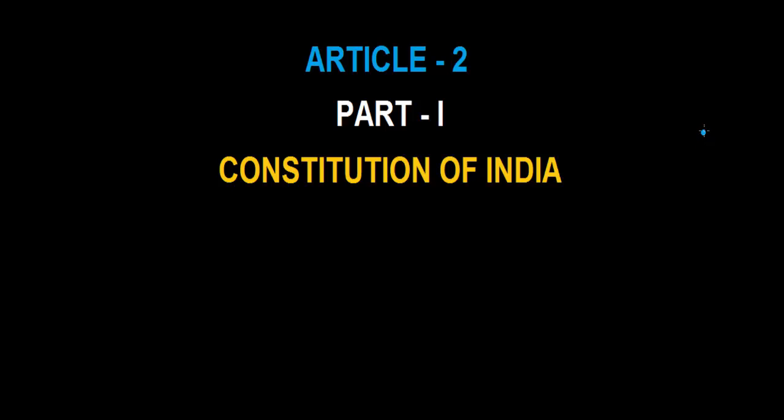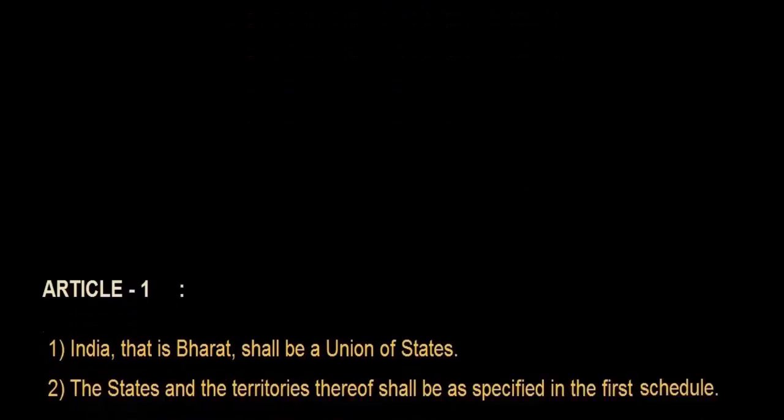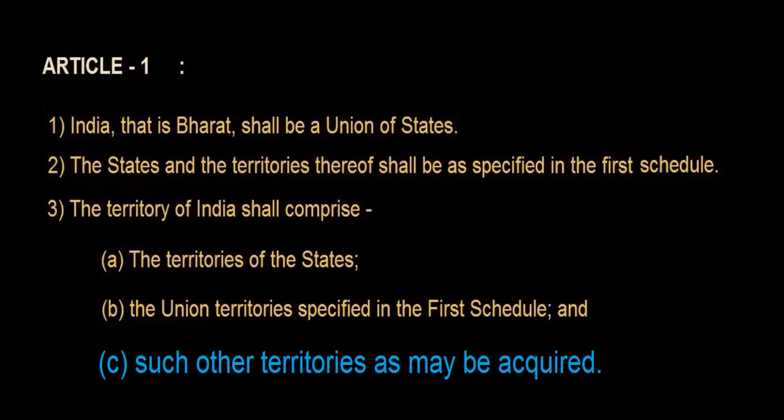Article 2, Part 1, Constitution of India. We have already read in the earlier videos about Article 1, which has already said that India, that is Bharat, shall be a union of states. The states and the territories thereof shall be specified in the first schedule.